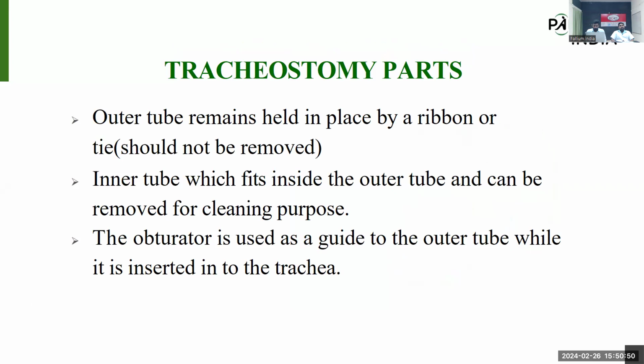The outer tube will be in place with the support of the ribbon or tie. It should not be removed by the patient. Then the inner tube fits inside the outer tube and can be removed for cleaning purposes. After cleaning, within the time limit, we need to reinsert it. Then the obturator is a guide only for inserting the tracheostomy tube into the trachea.